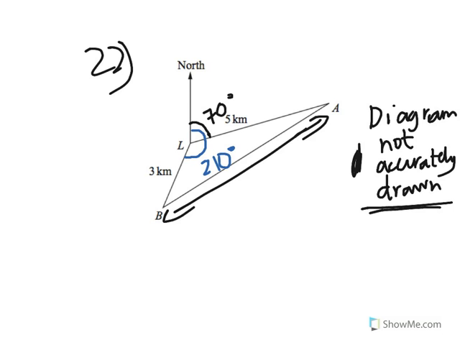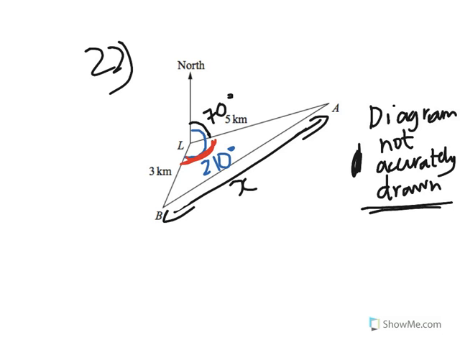Question 22 is asking us to calculate the distance between ship A and ship B. So this distance over here, we'll call it x. To calculate this distance, we can use the cosine rule. I'm going to explain that later. But for the cosine rule, we need an angle inside the triangle. We can't find this angle, but what we can do is find this angle over here.